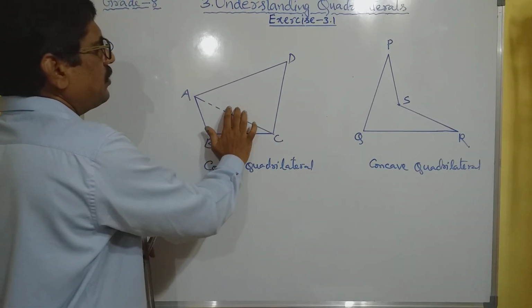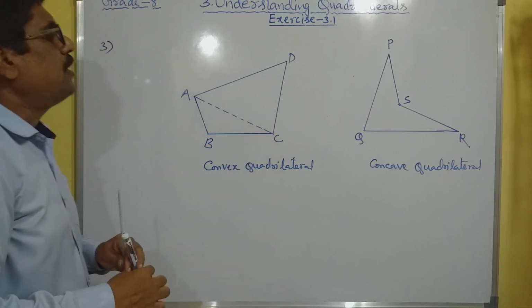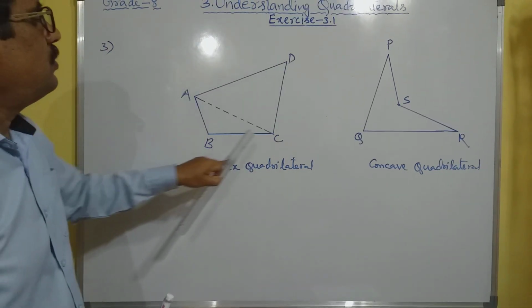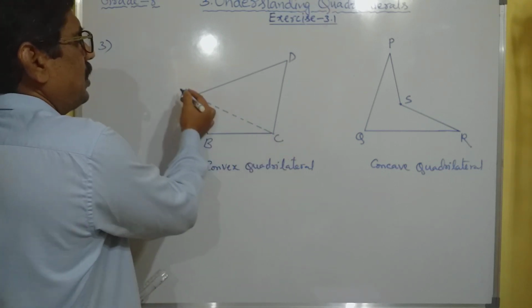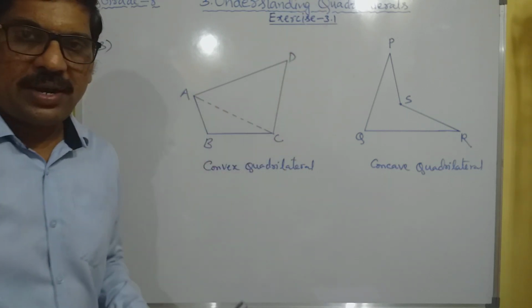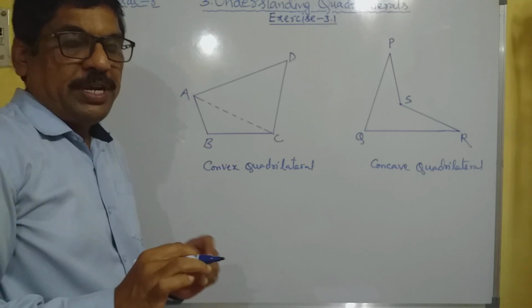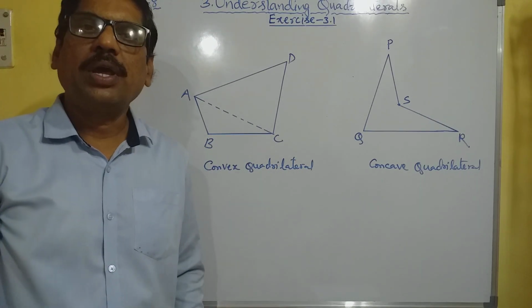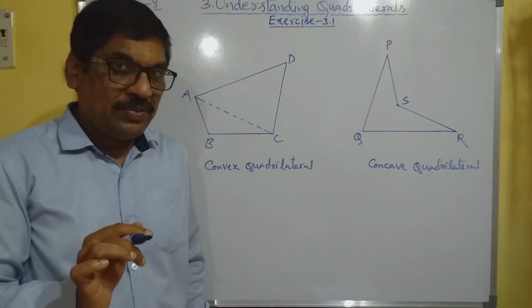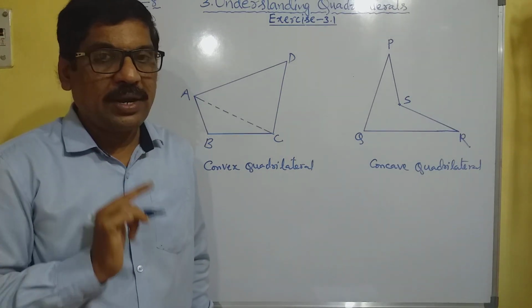This diagonal AC, see, look at this. AC divides the area of this quadrilateral into 2 parts. What is each part? ABC is a triangle and ACD is another triangle. So a quadrilateral has been divided into 2 triangles by one diagonal. Okay. Now, what is the sum of the 3 angles in a triangle?